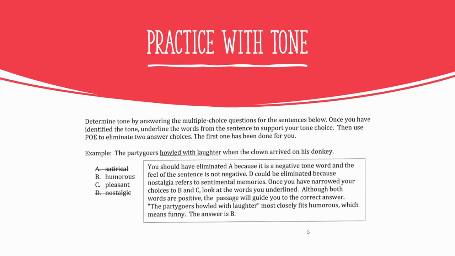The first one we're going to do together. Example: the partygoers howled with laughter when the clown arrived on his donkey. So our choices are A, satirical, B, humorous, C, pleasant, and D, nostalgic. You should have eliminated A because it's a negative tone word and the feel of the sentence is not negative. D could be eliminated because nostalgia refers to sentimental memories. Once you've narrowed your choice to B and C, look at the words you underlined. Although both words are positive, the passage will guide you to the correct answer.